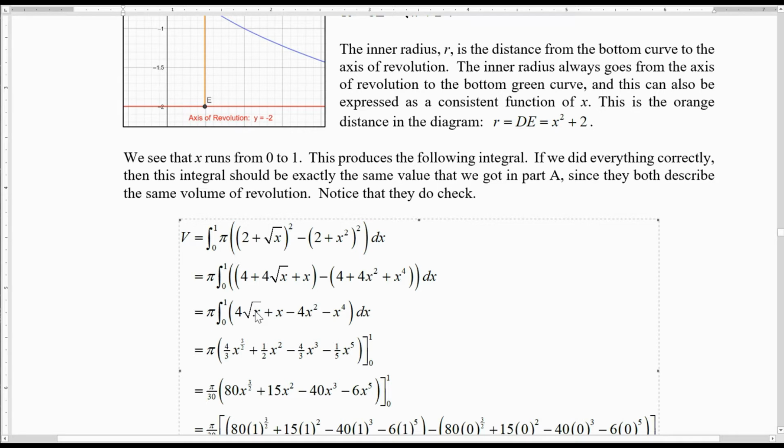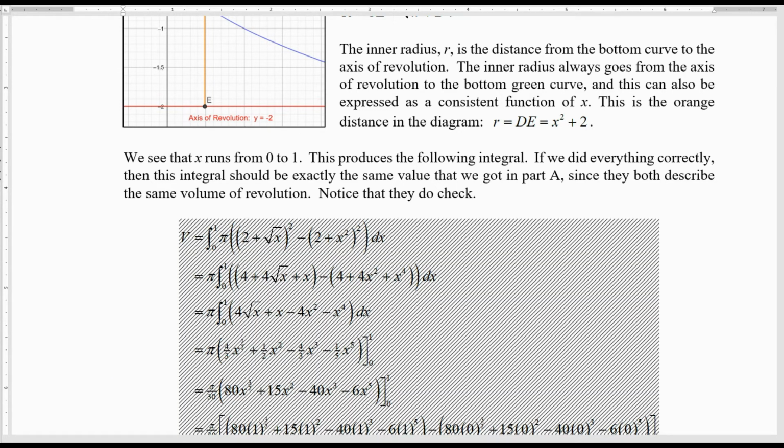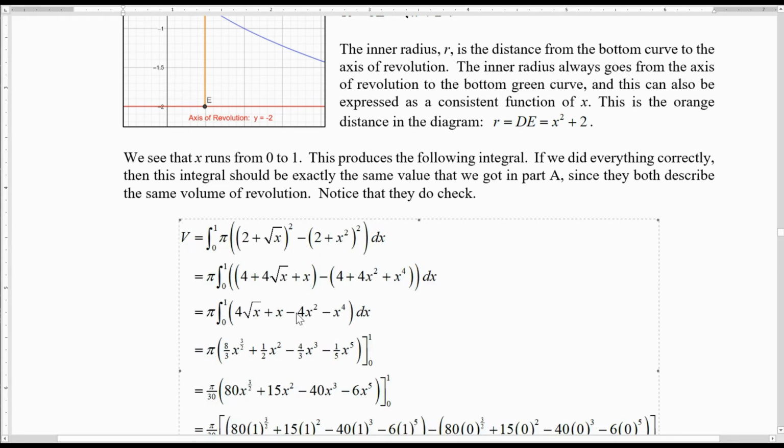Find an antiderivative. x to the 1/2, add 1 to that power, x to the 3/2, multiply by 2/3 times 4. Hang on a minute. 1/2 goes up 1, that's 3/2. Multiply by 2/3 times 4, that should be 8/3. Maybe that's the only problem, because I think the answer is right at the end. This is x squared divided by 2, so 1/2 x squared. This goes up to the 3rd power, multiplied by a 3rd. That goes up to the 5th power, multiplied by 1/5.